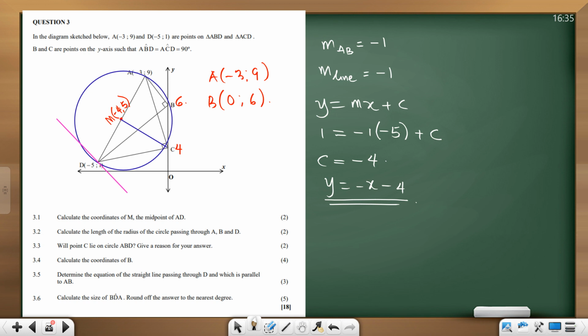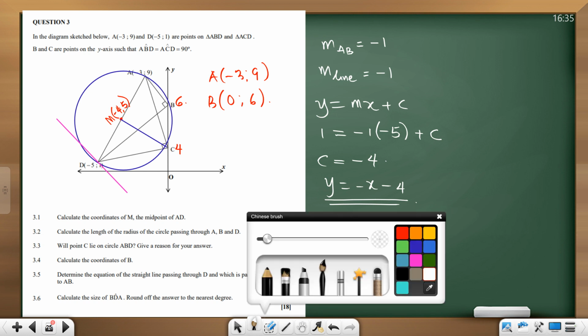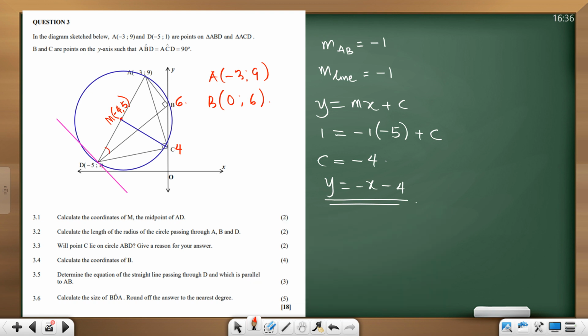All right. Calculate the size of BDA. Round off to the nearest degree. BDA. I know these angles are always the challenging ones, I promise you.